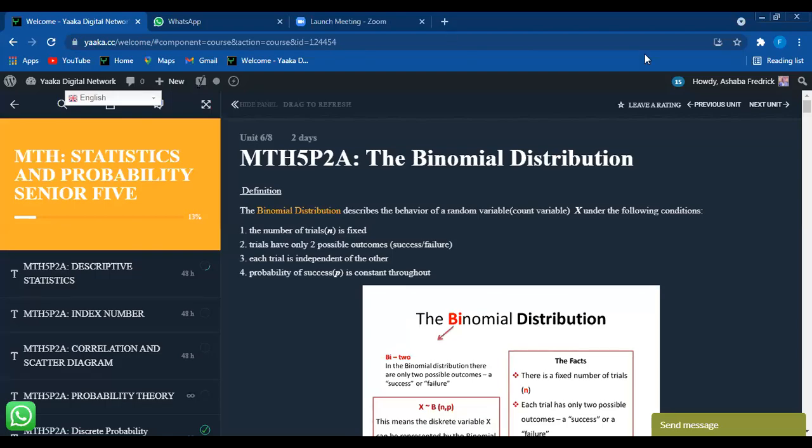So today we are going to look at the binomial distribution and some of the conditions, or what we call the properties, of a binomial distribution. So could you briefly read through the first of those properties?